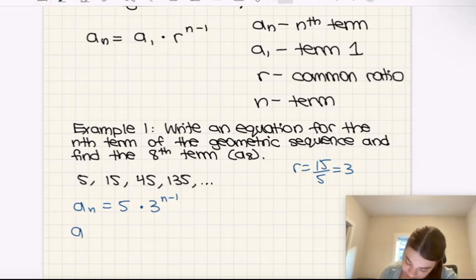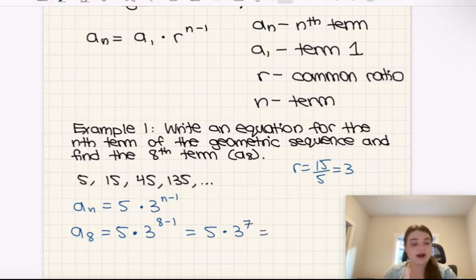So I'm going to plug in 8 for n and get 5 times 3 to the power of 8 minus 1, which is equal to 5 times 3 to the power of 7. And then I'm going to grab my calculator and type that in. And this equation, it makes a lot of sense. It's going to be 10,935, which may seem pretty big. However, when we do have geometric sequences, they do get big very, very quickly.